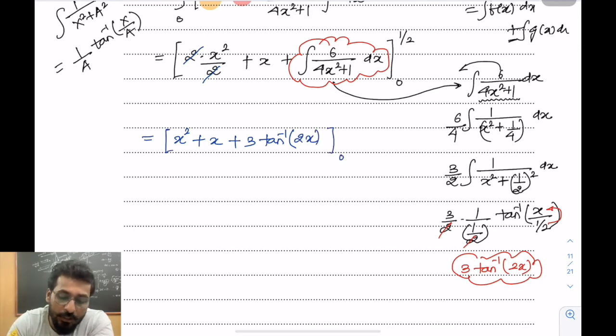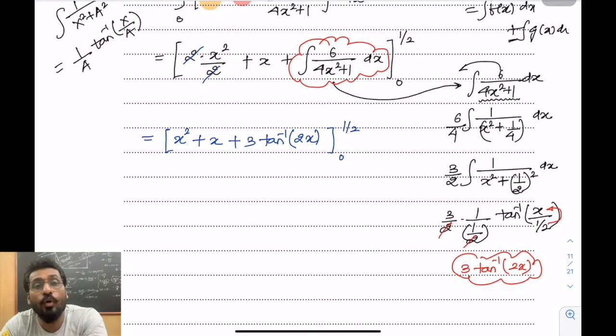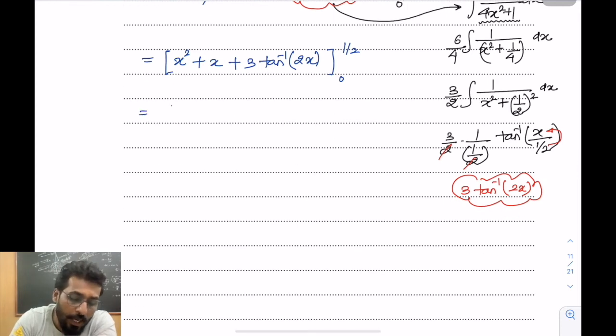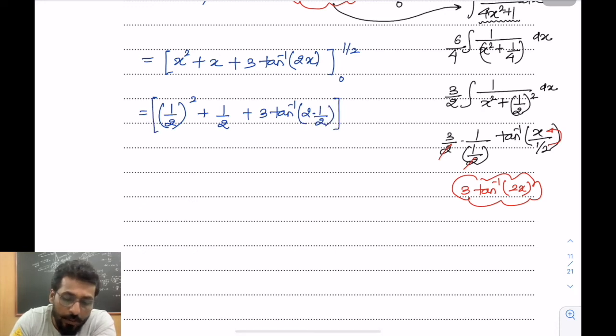The limits are from 0 to 1 upon 2. So I'm going to first of all plug the upper limit 1 upon 2 and then the lower limit 0. So I get 1 upon 2 square plus 1 upon 2 plus 3 tan inverse of 2 times 1 upon 2. That's your upper limit minus, let's put the lower limit, so that's 0 square plus 0 plus 3 times tan inverse of 0.